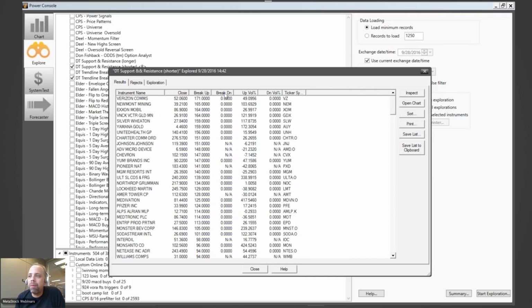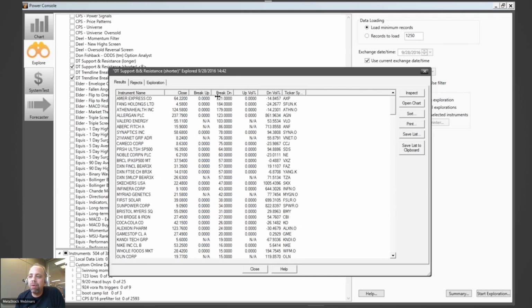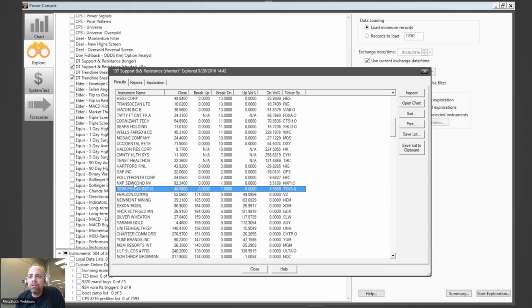On the breakdown column, if we sort by that number, those are going to give us the ones that have broken down. And again, what you want to do is look for the ones that have broken down recently to put those on your watch list of potential shorting opportunities. There is an attached expert that you can look at.